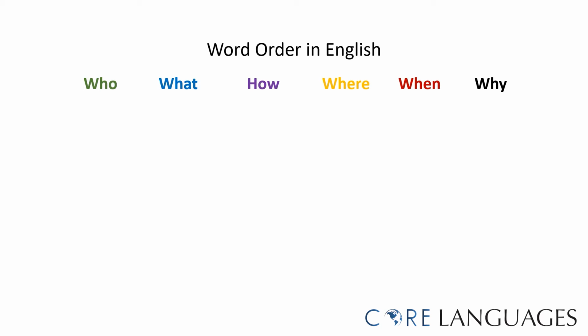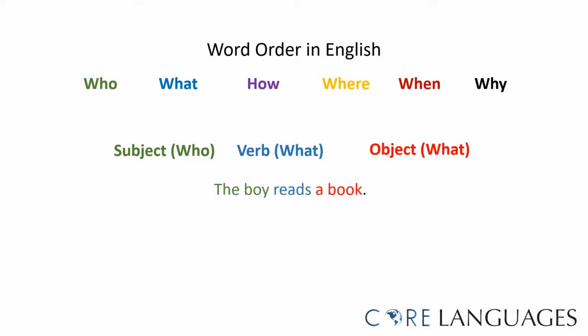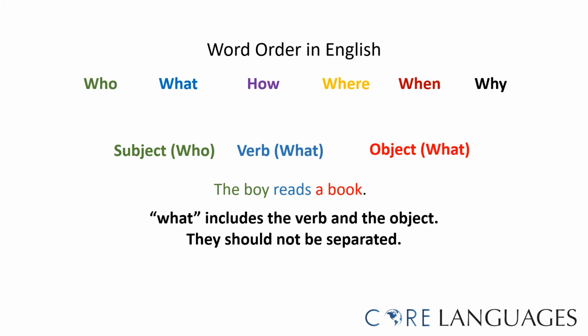The question word who always refers to the subject of the sentence, but the element what refers to the verb and the object. For example, the boy reads a book. We could ask, what does the boy do, and what does the boy read? Because what includes the verb and the object, they should not be separated. For example, it would be incorrect to say, the boy reads quietly a book. But we could say, the boy reads a book quietly.